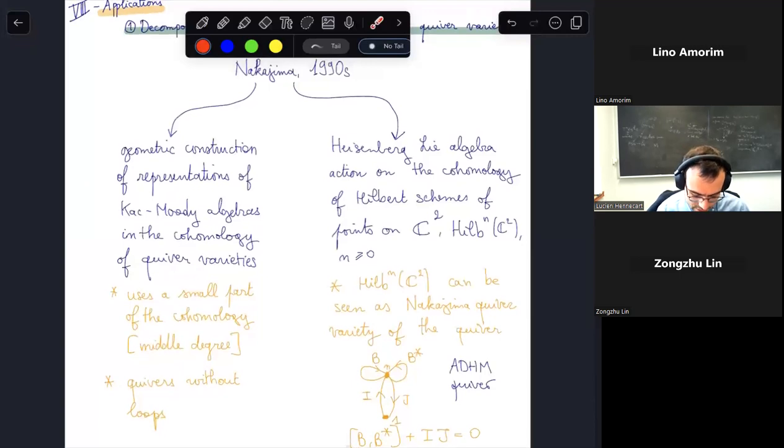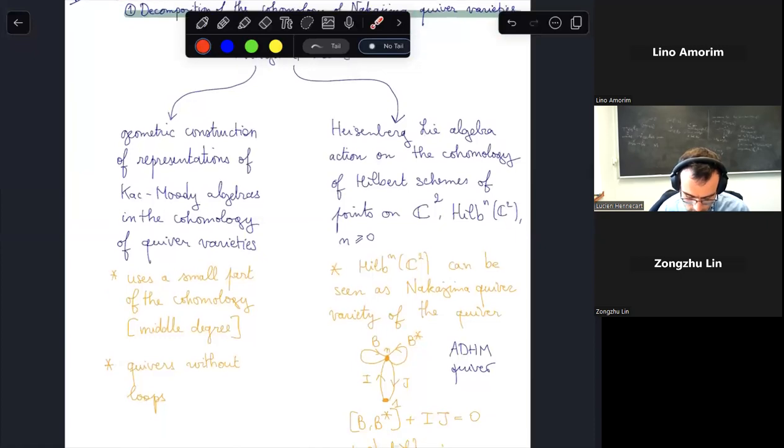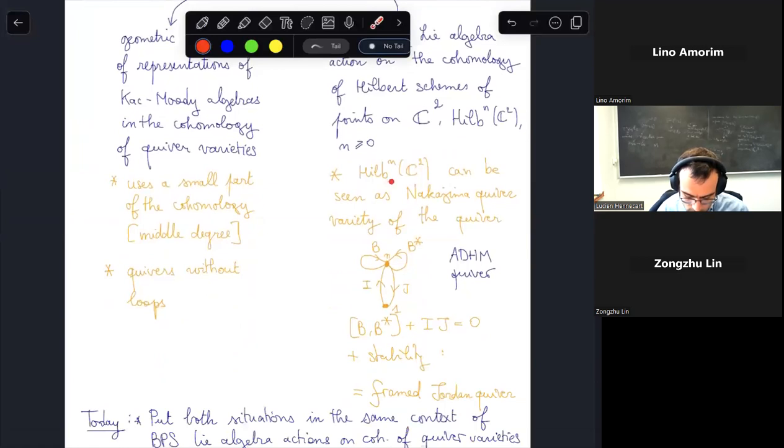And the other side of the story concerns the Heisenberg algebra, which was studied by Nakajima, who defined an action on the cohomology of Hilbert schemes of points on the plane C^2. So this Hilbert scheme of points on C^2 can be seen as a Nakajima quiver variety for the quiver with two vertices and two loops, the ADHM quiver, where the relation these arrows have to satisfy is this one: the commutator [B, B*] plus IJ is zero. And there is some stability condition. So this thing is a framed Jordan quiver, the doubled framed Jordan quiver.